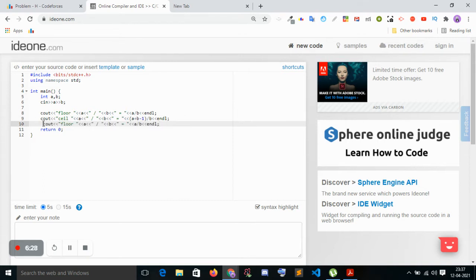Round is a little bit tricky. Round A by B is similar.